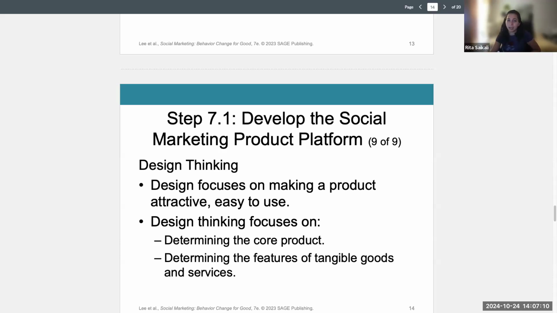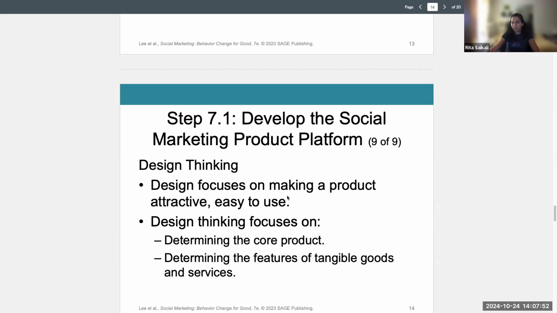So in the context of social marketing, design thinking aims to determine the core product, the primary benefit or solution being offered. So if the behavior change objective is to increase hand hygiene, the core product might be the feeling of safety and health. And so design thinking helps refine this core product by exploring how it can be made more appealing and/or more accessible. This could also involve testing different hand washing station designs or soap fragrances that encourage usage.